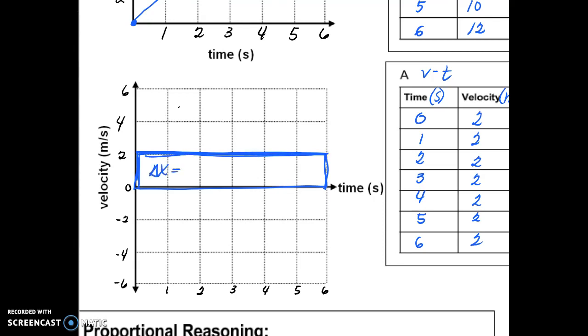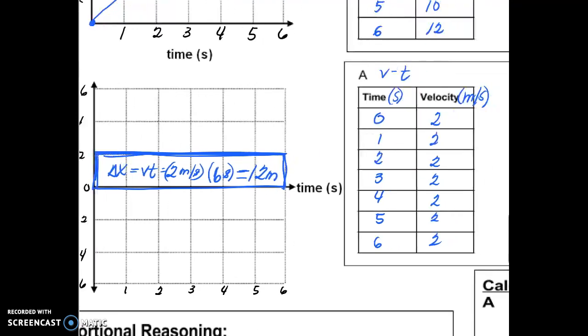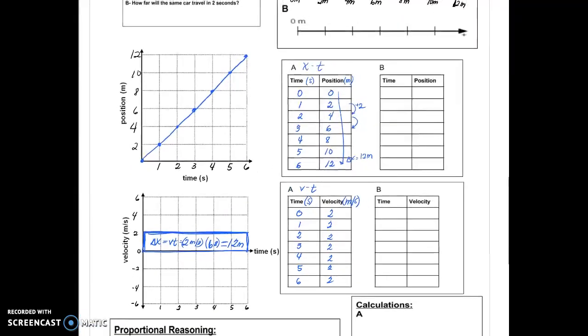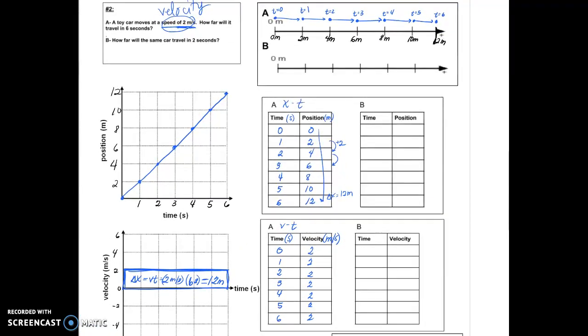is the velocity, which is 2. So 2 meters per second times how much time, which is 6 seconds. So our displacement, this cancels out, and so our displacement is 12 meters. And if we started at 0, we can see that the displacement is 12 meters. Okay. So now let's go ahead and do B.